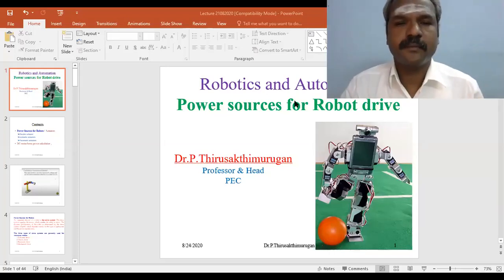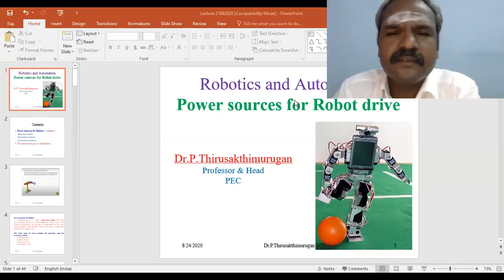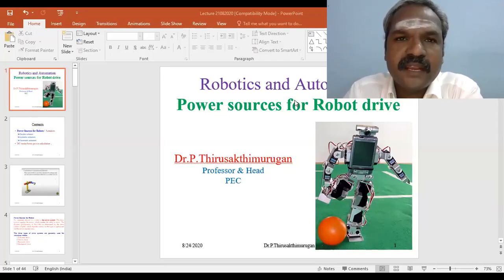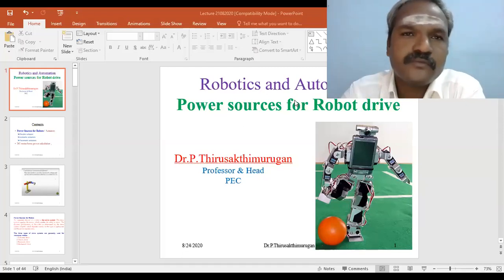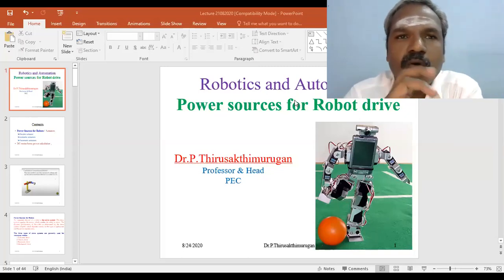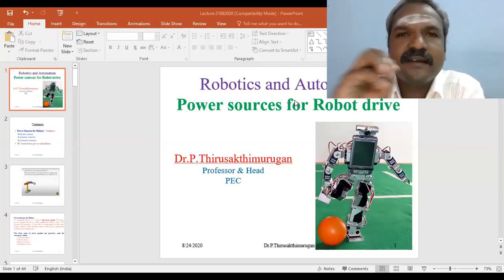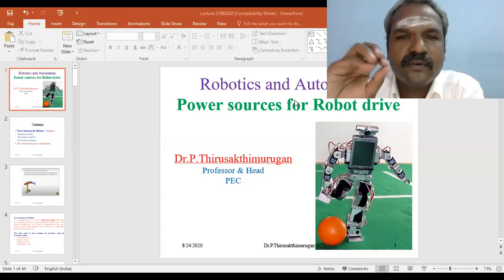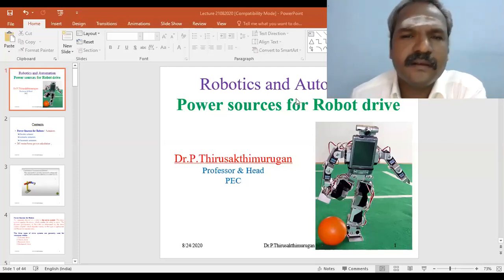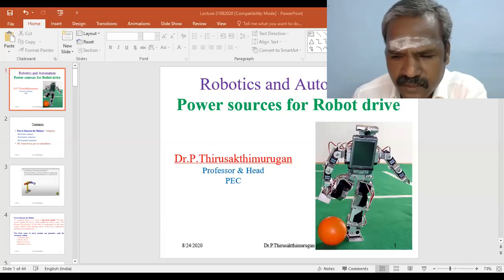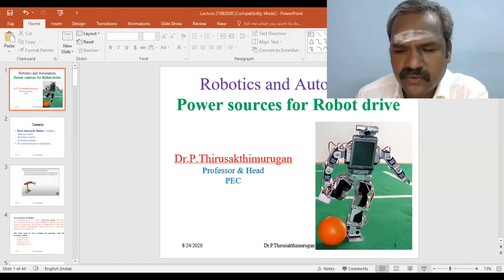Today we are going to discuss the various power sources for robot drives. Robots naturally require some energy to operate their arms, hands and legs. A robot has actuators to actuate the joints and the grippers, everything. So let us see what the different actuators required for a robot are. This is a very important topic in the first unit.